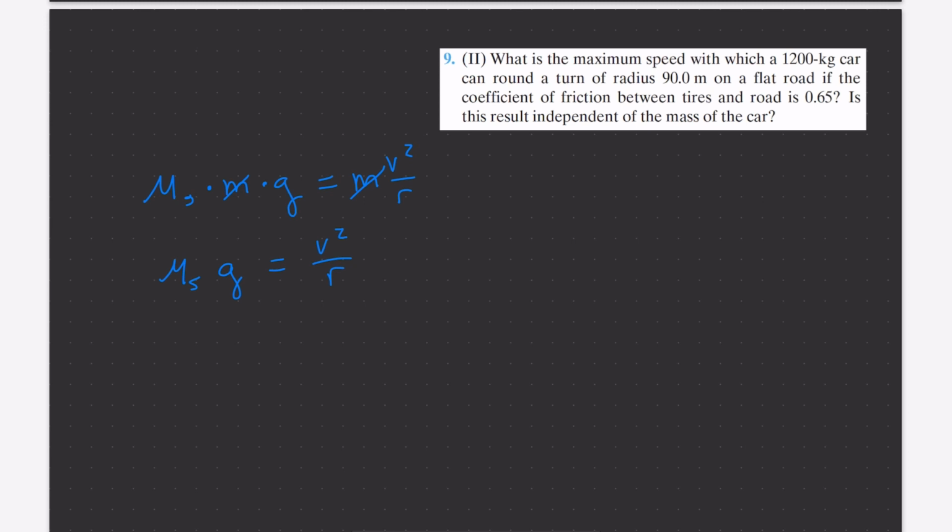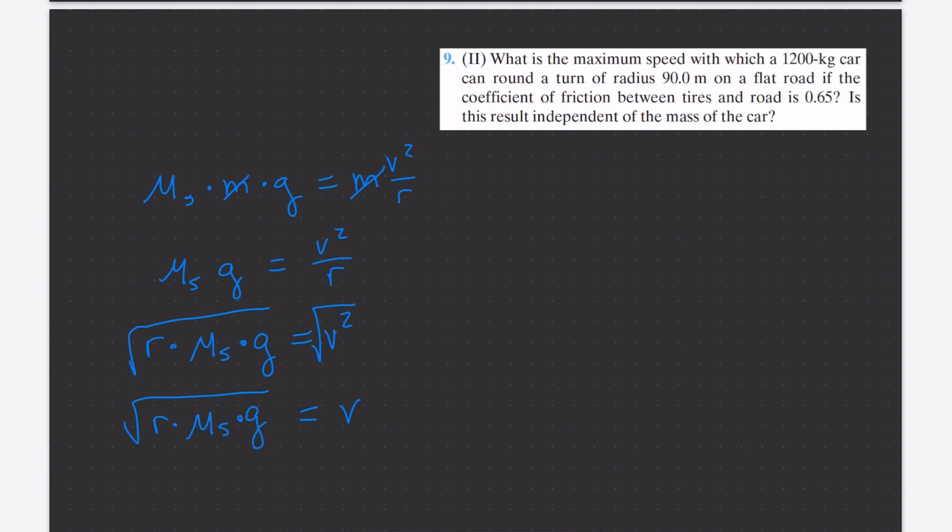And in this case, if all we're looking for is the maximum speed, then we can very quickly solve for v, or isolate v, and that would require us to multiply both sides by r, which would give us r times the coefficient of static friction times the acceleration due to gravity is equal to v squared. The only other algebraic step we need to take from here is to take the square root of both sides, and then we'll be left with v is equal to the square root of r times coefficient of static friction times the acceleration due to gravity.